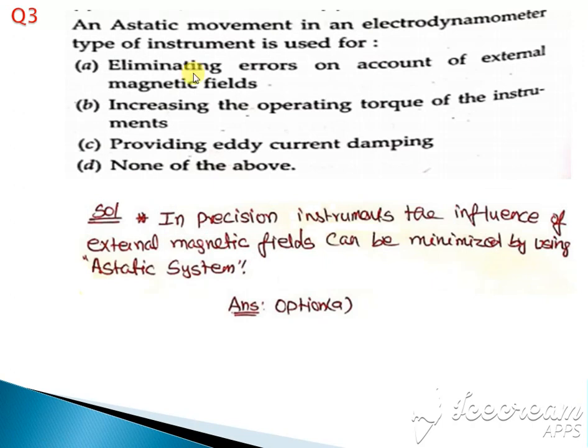Question number 3: a astatic movement in electrodynamic type instrument is used for. The astatic movement is one of the additional parts used in the electrodynamic type instrument to minimize noise. The influence of external magnetic field can be minimized by this arrangement. An astatic movement is used for eliminating the error on account of external magnetic field. The correct answer is option A.